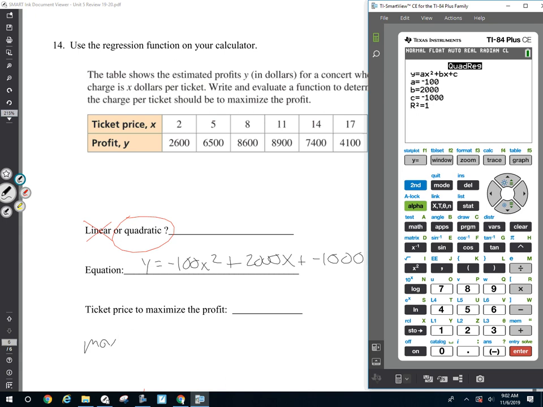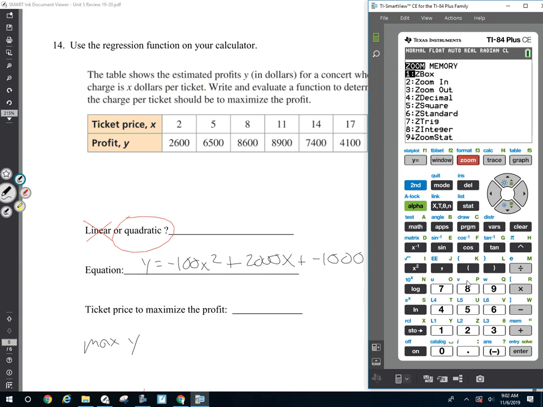Now I want to see what will maximize my profit, so I want the max y value. There are different ways to do this. We could just find the axis of symmetry, but I want to show you guys how we can graph this and visually see it, and maybe find it using our calculator.